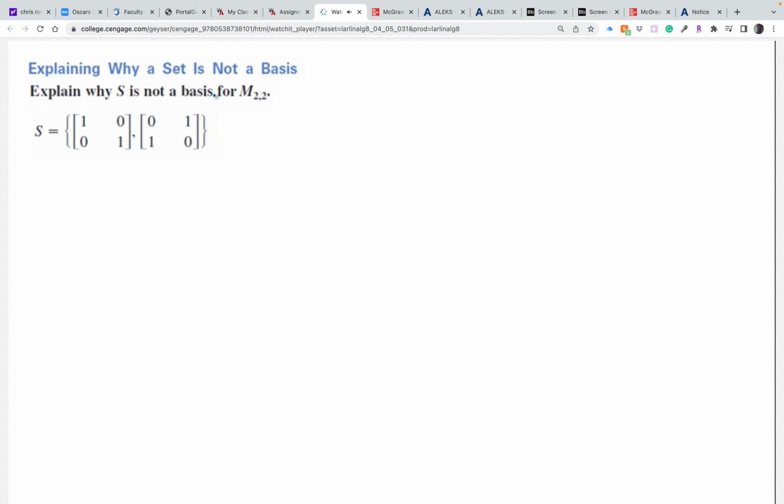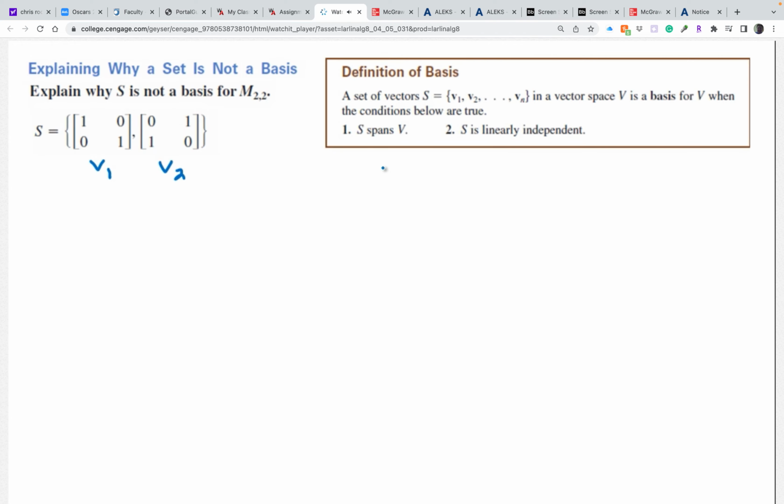Explaining why a set is not a basis. Explain why S is not a basis for M sub 2 comma 2, the set of all 2 by 2 matrices. So we have S, which consists of one matrix with the first row 1 and 0, the second row 0 and 1. We'll consider that our first vector V sub 1. And our second vector V sub 2 will be the second matrix with first row 0 and 1, second row 1 and 0. So let's look at what constitutes a basis. In order for S to be a basis for M sub 2 comma 2, it will have to span that space and also be linearly independent.